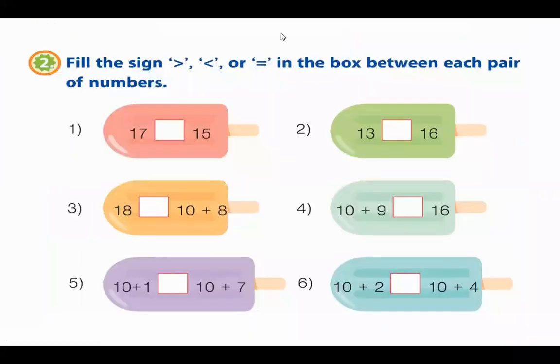Okay, next we have number 2. Fill the sign greater than, less than, or equal in the box between each pair. So this one you have to write or choose the sign here, if the numbers are greater than, less than, or equal. Let's say 17 blank 15.